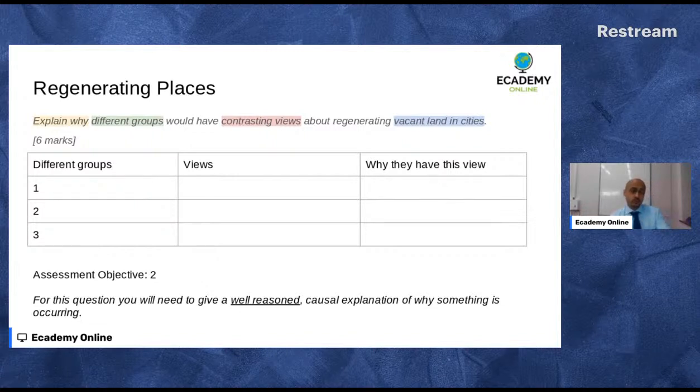Okay, and if you don't remember them, get your textbook out, get your notes out, look at the different examples and make some notes. And at the same time, not only are you revising, you're also applying it in the context of a question. And then think about why is it that they might have that particular point of view? Why would they be for or against redevelopment of that site?